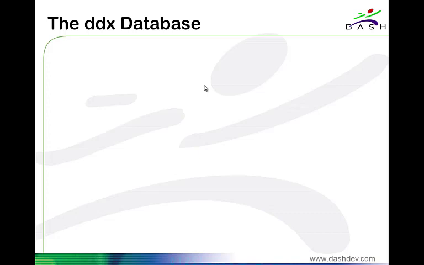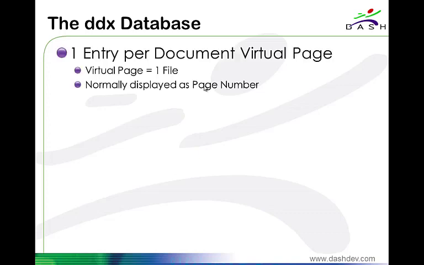The DDX database matters when you're creating a view, and it helps to understand a little bit about what's going on behind the scenes. Within the database itself, there's really one entry per document's virtual page. Now, a virtual page really means it's one file. So if you think of an Adobe Acrobat or a PDF file, that's one file. That could become one page. Now, within that PDF, I might have 15 different pages. I still only have one virtual page. This is normally displayed as the page number within DDX. You'll see it at the bottom of the viewer screen.